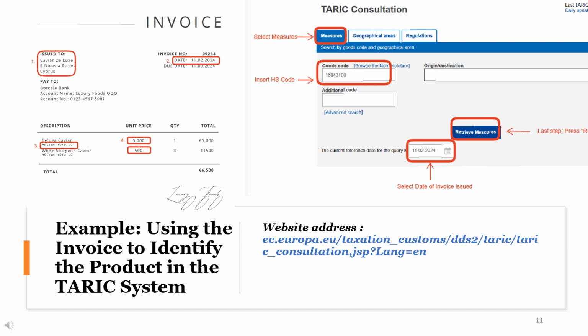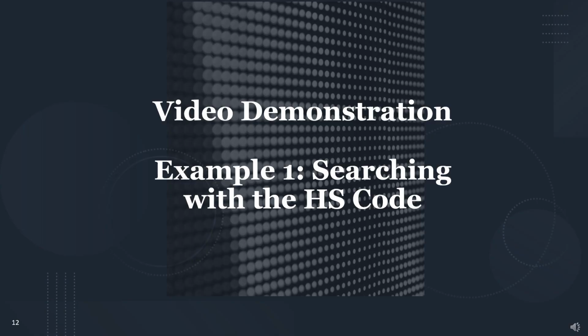In this example, we will select Measures as the search category, enter the HS code in the Goods Code field, set the reference date based on the invoice issue date, and click Retrieve Measures to view the applicable duties, taxes, and restrictions. To provide a clearer and more precise demonstration, a video presentation will follow, outlining the exact steps to take when the HS code is known. This visual guide will walk through the TARIC system, ensuring a better understanding of the process.